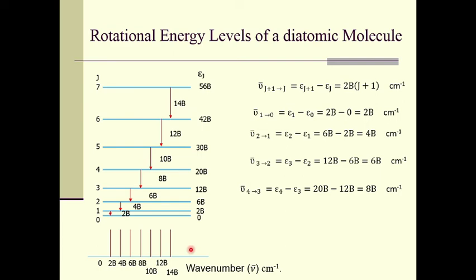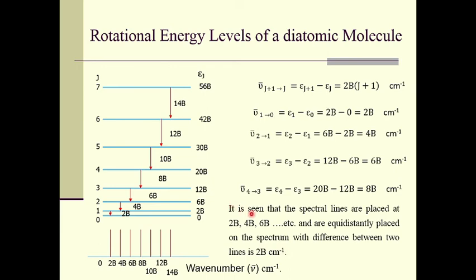That means when we observe the spectrum of this diatomic molecule, the rotational spectrum, we get equally spaced lines between the wave numbers. So these are equally spaced lines. It is seen that the spectral lines are placed at 2b, 4b, 6b, etc., and are equidistantly placed on the spectrum, with the difference between two lines being 2b per centimeter. So the difference between these two lines is 2b.